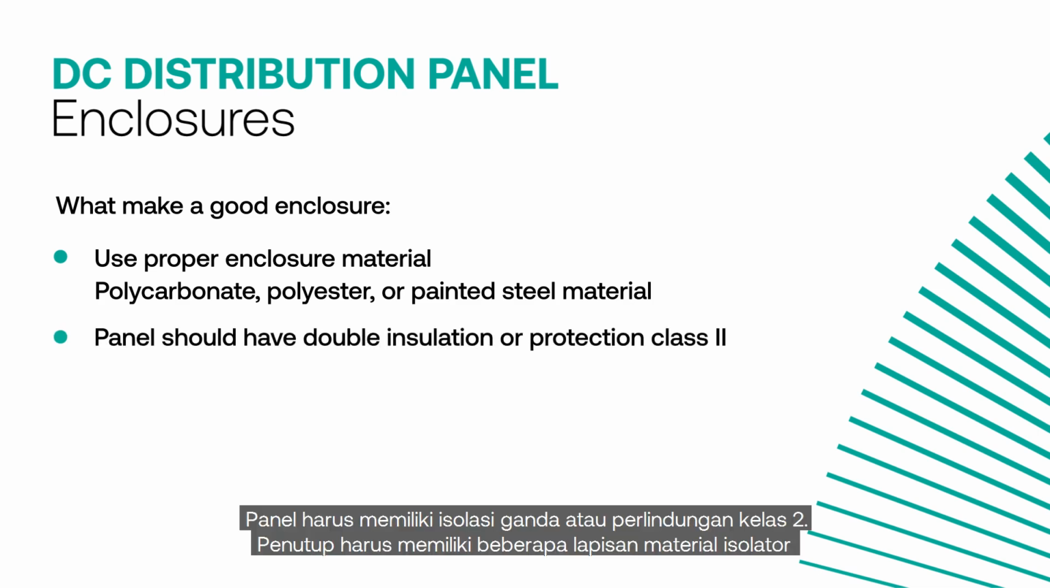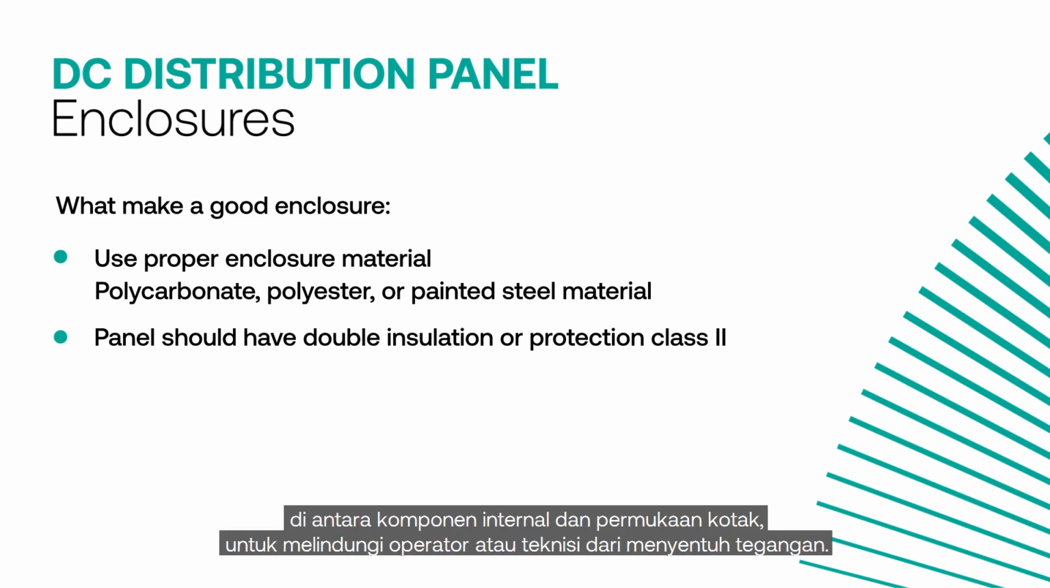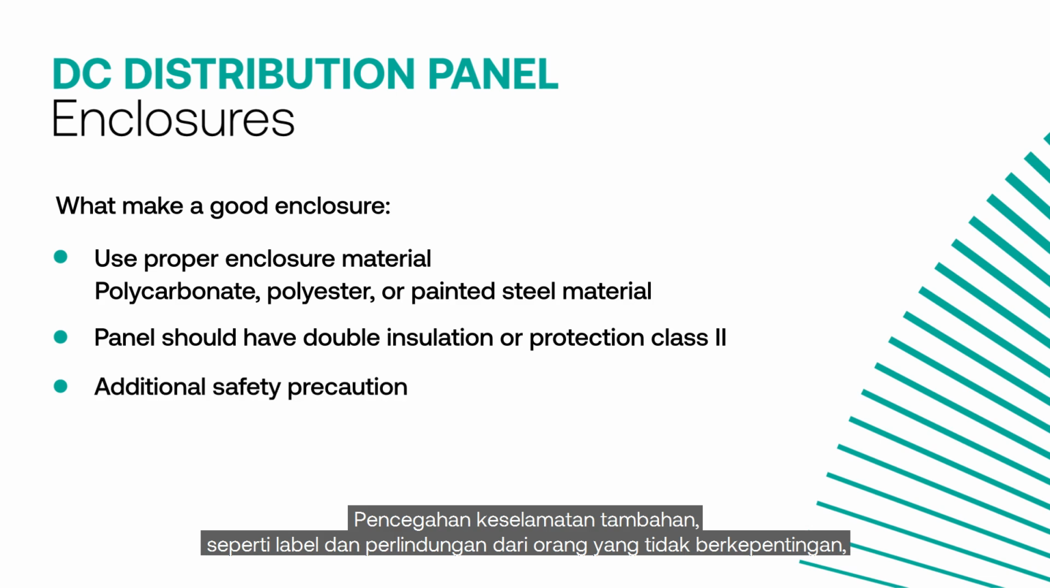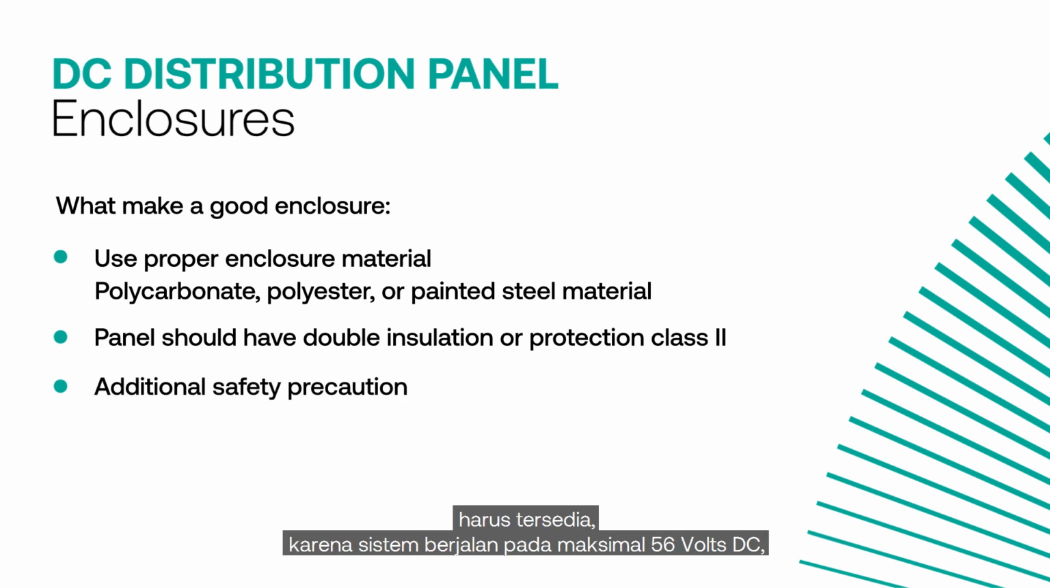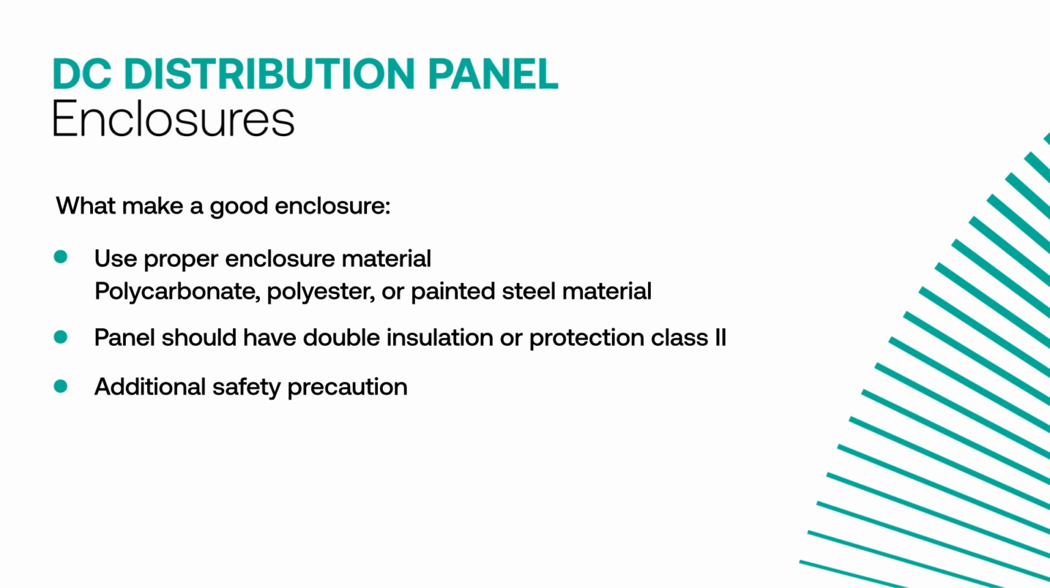Panel should have double insulation or protection class 2. The enclosure has multiple layers of insulating material between the internal components and the box surface to protect operator or technician from touch voltage. Additional safety precautions such as label and protection from unauthorized personnel should be provided as the system is running at maximum 56 volts DC that can be dangerous to touch, especially in wet condition.